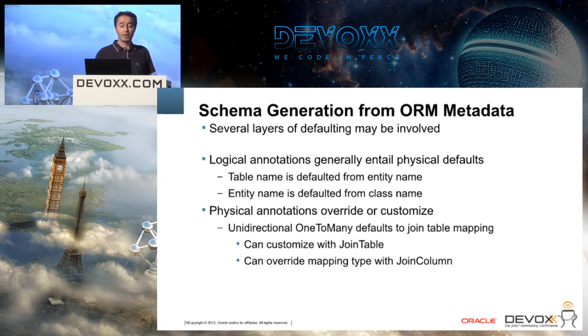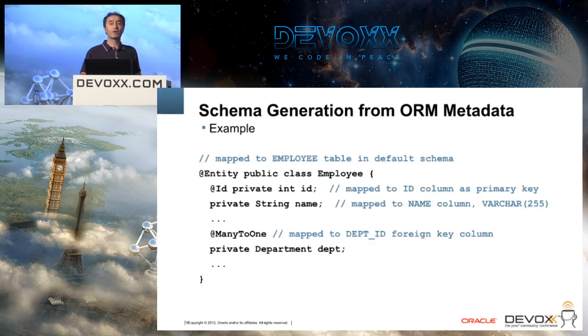You can say, no, I'm going to use a join column on my one-to-many because I know that the target has a foreign key. Let me show you. I think I have an example here. So here we are with a canonical employee again. We have an ID. It's going to map to a column called ID by default. The column name will match the name of the field, ID. We'll also mark that as primary key on the table for doing schema generation. String name will be a column called name, which will default to varchar 255.